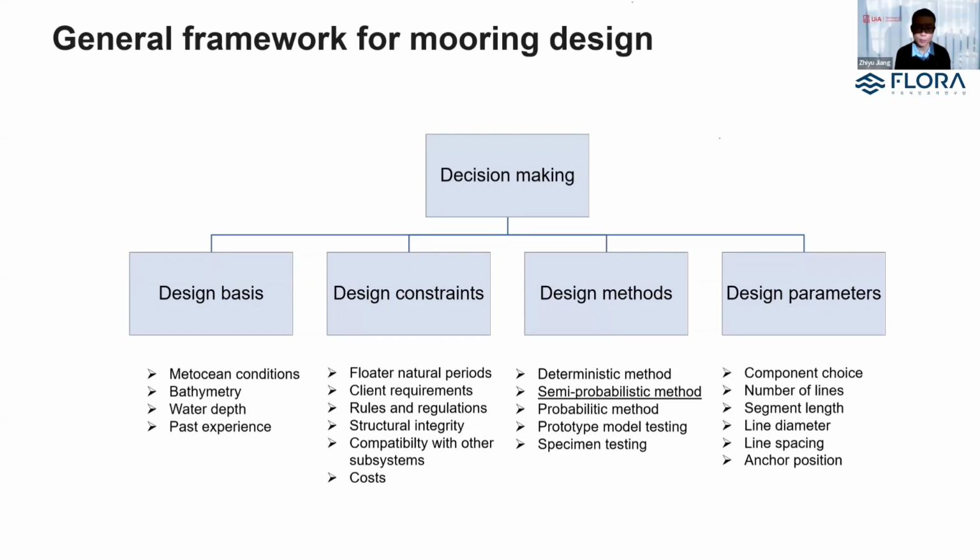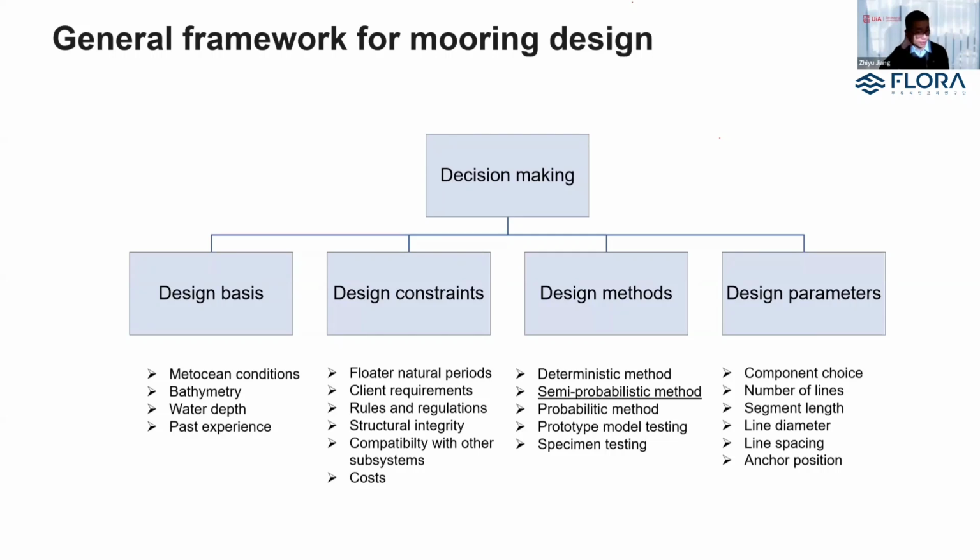Design constraints: as I mentioned earlier, there could be constraints related to natural periods. There could be requirements by clients. There are also constraints due to rules and regulations. We need to satisfy the basic design requirements for mooring safety. We need to make sure that we have sufficient capacity for the chosen mooring configuration as compared to the load effects. We also need to satisfy structural integrity, which goes hand in hand with rules and regulations. Sometimes we also need compatibility with other subsystems of a floating wind turbine.